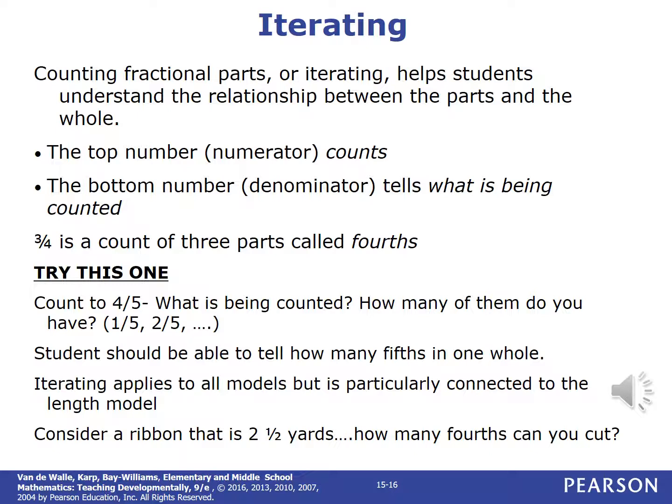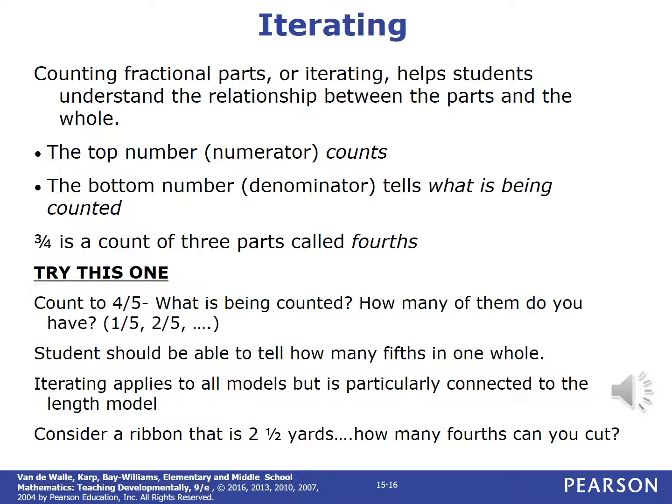Remember, the numerator tells you the number of counts, so they would say 1/5, 2/5, 3/5, 4/5. Students should be able to always tell how many fifths are in one whole. That would be 5/5, or how many sixths are in a whole, 6/6.